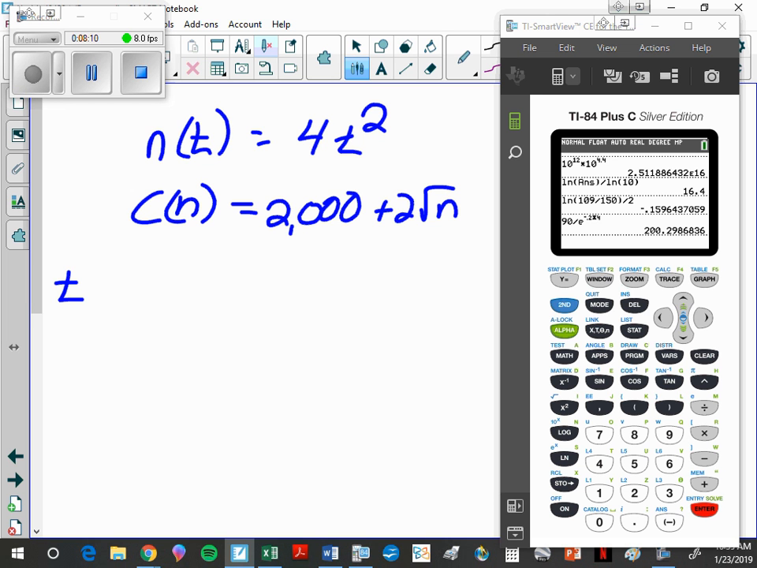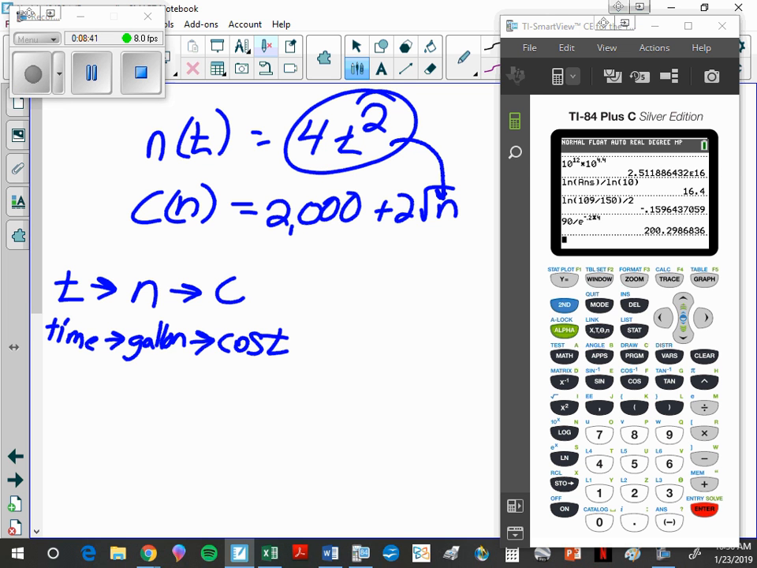So we can use T to calculate N, which is in gallons. So time can tell us how many gallons we're going to create, and we can use N to calculate C, which gives us the cost. Well, we want to skip the middleman using composition of functions, so which one do I plug into which? We're going to plug this in here.